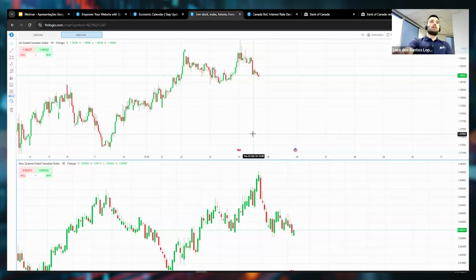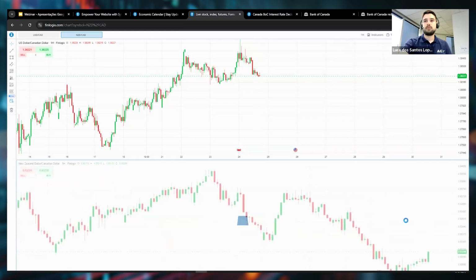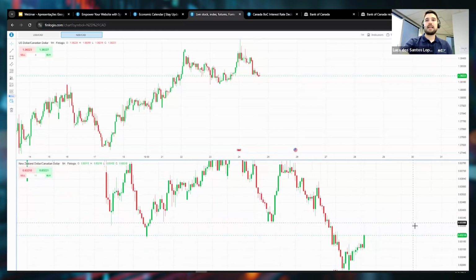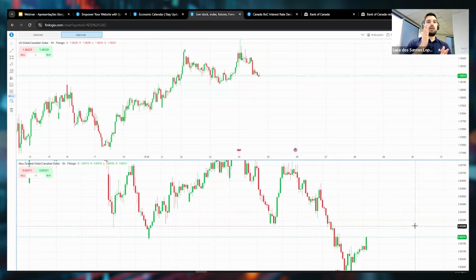Now, I have two charts here. So I have the New Zealand dollar against the Canadian dollar, and I have the US dollar against the Canadian dollar. So let me just put in the one now as well. This one is not lagging. That's good. So we've had a dovish approach from the Bank of Canada. They've cut 50 basis points, as we all know, midnight today.